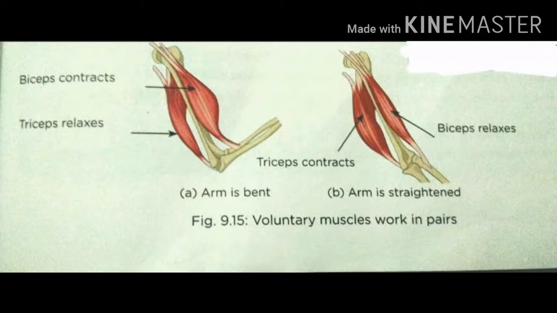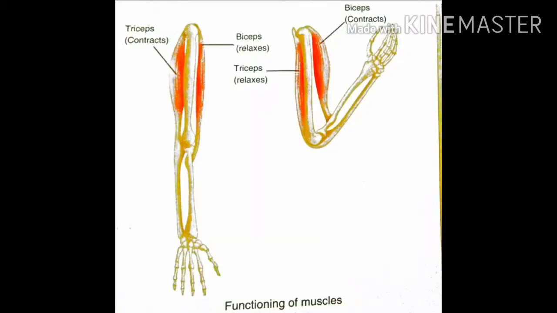Contract means shorten, and relax means lengthen. The muscle cells are the cells that can contract and relax. When muscle cells contract, they cause the bones to come close to each other at the joint.